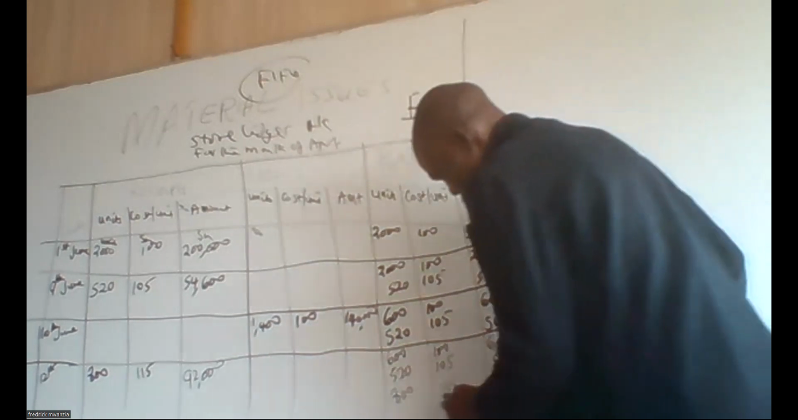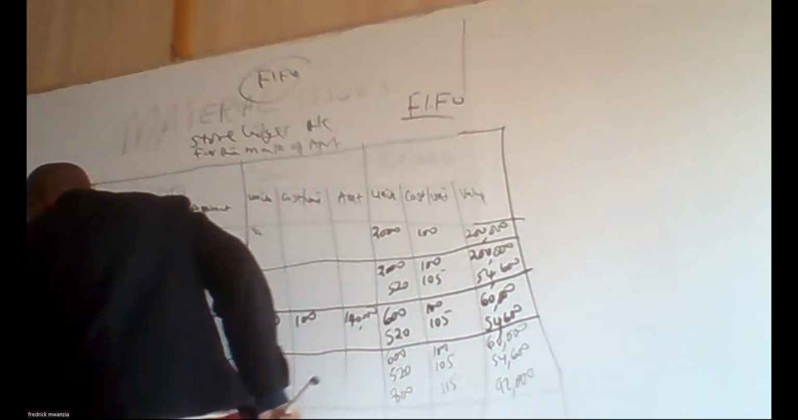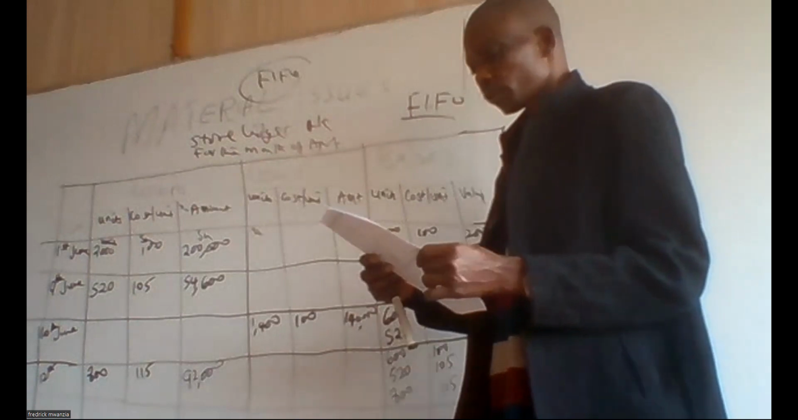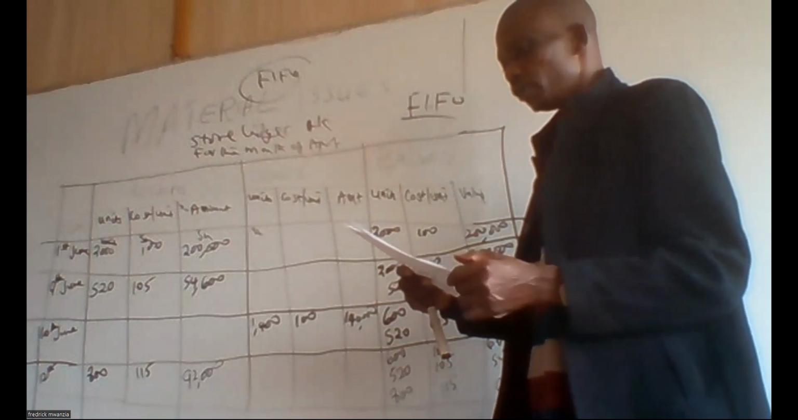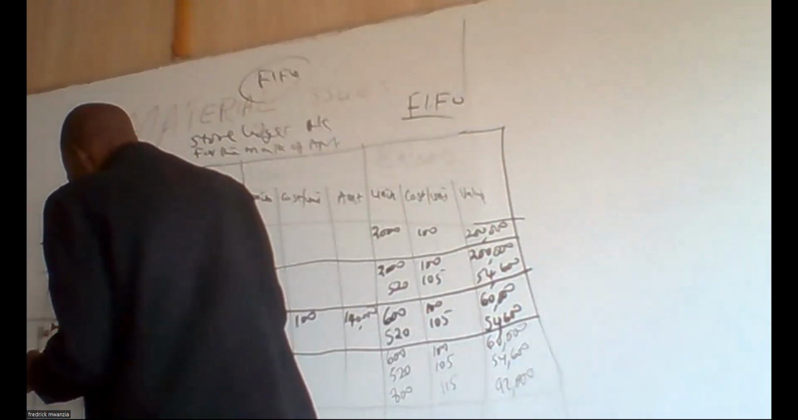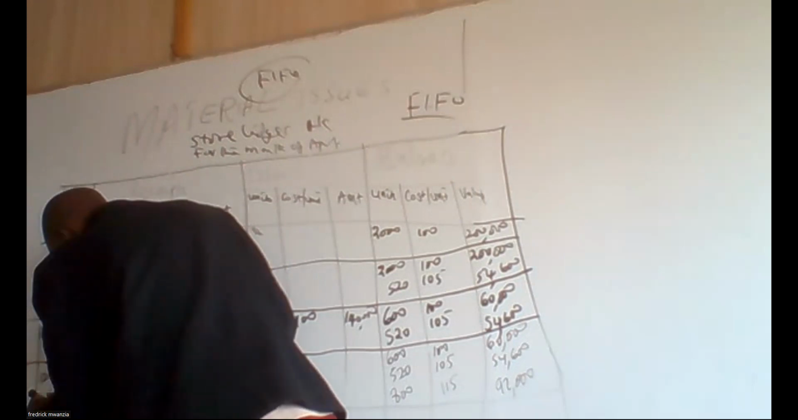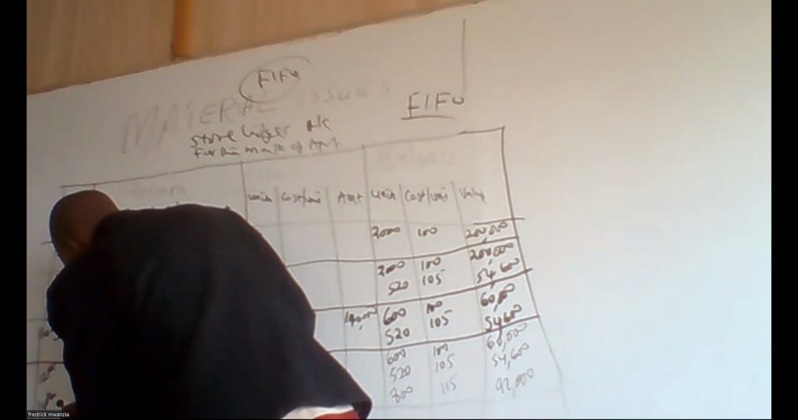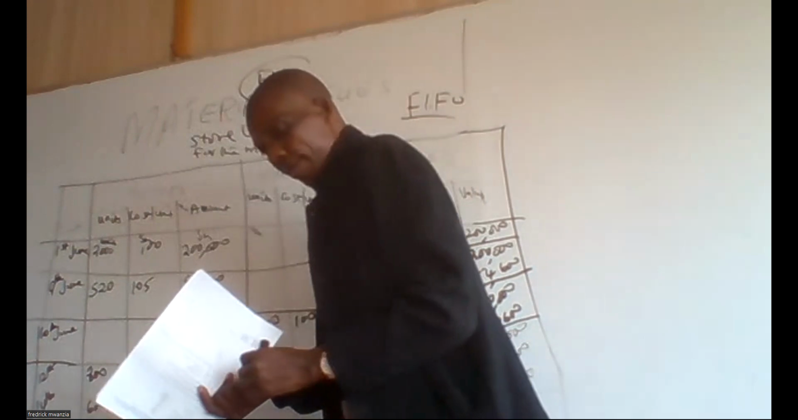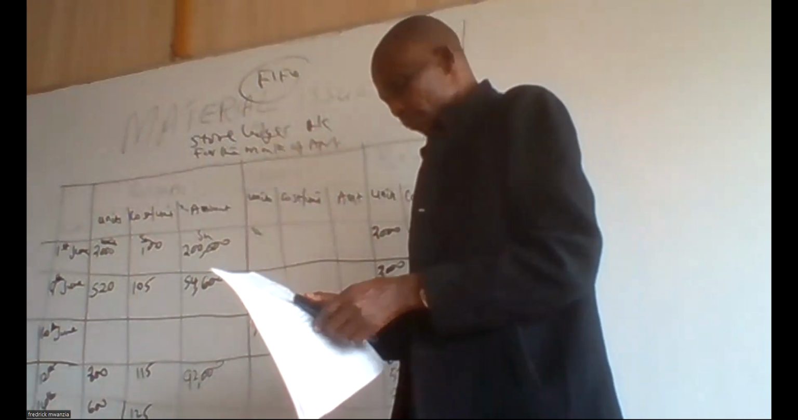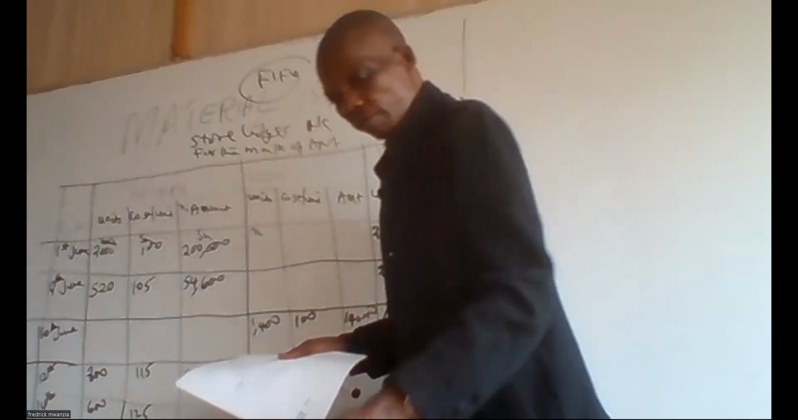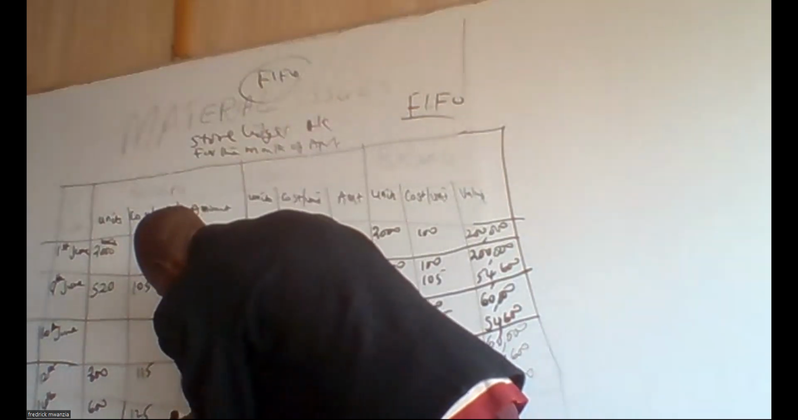Now, the next item is the receipts again. So you continue receiving them, depending on the date. Again, we are receiving 600, and that is at 125. Multiply again to find what it is. So it is 600 times 125, and that is 75,000.